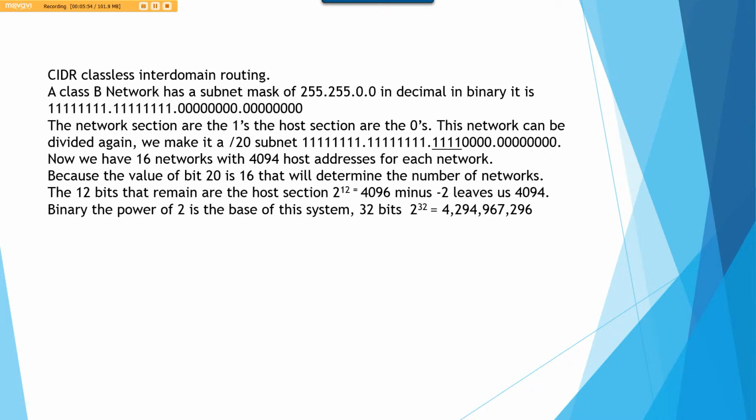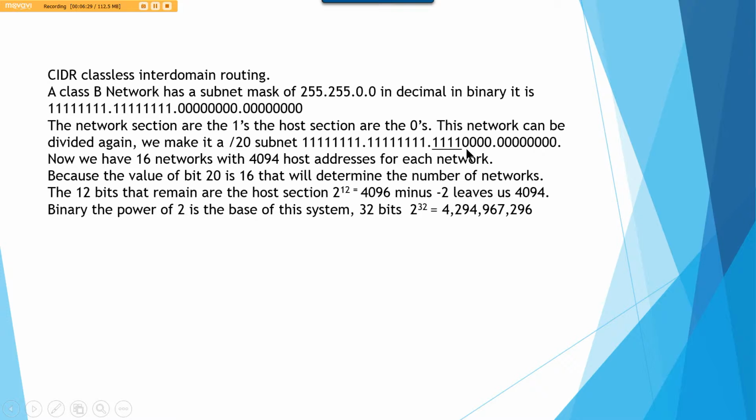Now this network can be further divided to make it even more manageable. So you can take this network and divide it again, and we can make it a /20 subnet, which would make it 255.255.240.0 in decimal form. It would look like this in binary. The first 8 bits are on in the first octet. In the second octet, all 8 bits are on right here. And in the third octet, the first 4 bits are on.